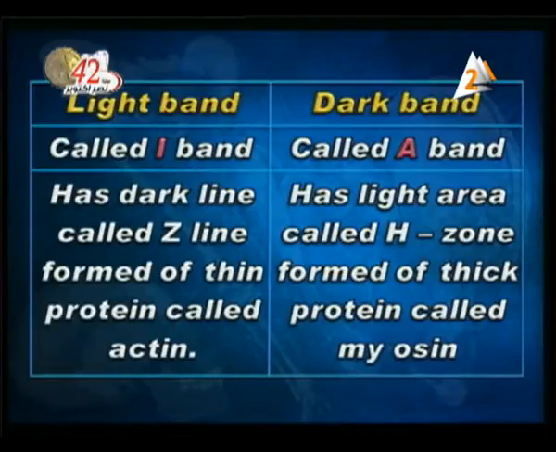The light band has a dark line called Z line formed of one type of protein only, which is a thin protein called actin, while the dark band has a lighted or semi-lighted area called H zone, formed of thick protein only called myosin. So the light band has actin, which is a thin protein, while the dark band has thick protein only, which is myosin.